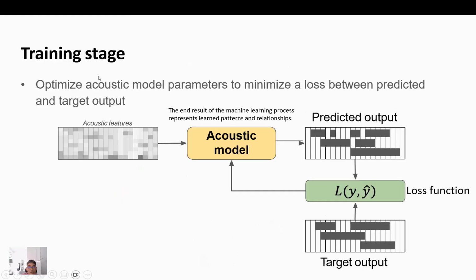So for the training stage, we optimize the acoustic model parameters to minimize the loss between the predicted and the target output. So you can see that there are acoustic features, and there is the acoustic model. This means that we have already done the training, so we have the acoustic model. We have a loss function because we want to find out what the errors are. We have the target output compared to the output from this acoustic model, and then we know what the final outcomes will be.